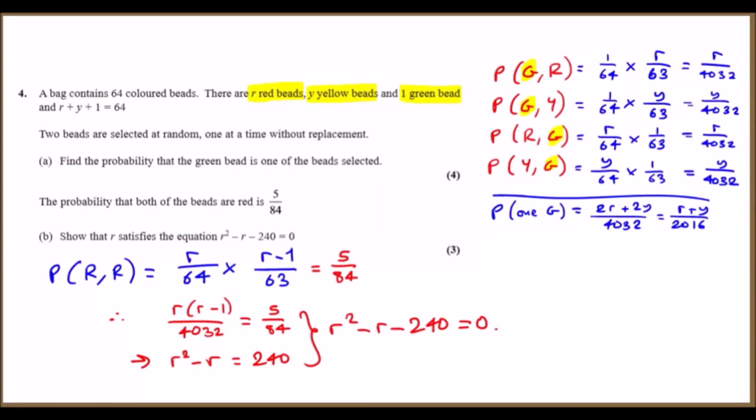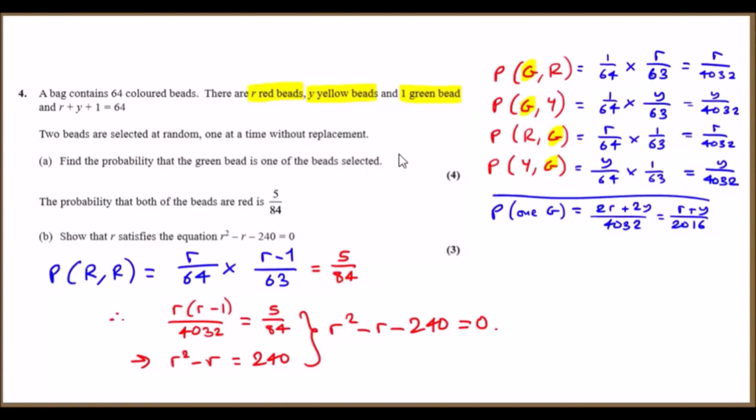Okay, number 4. So a bag contains 64 colored beads. And in that bag, there are R red beads, Y yellow beads, and 1 green bead. Okay, so in total, if we add all these up, we should get 64, which they've done. Now, 2 beads are selected at random, 1 at a time without replacement. So the keyword is without replacement, which means that if the first pick was out of 64, then if you chose another bead from the bag, you don't replace it, so you'll be left with 63, which you'll see in a minute. So find the probability that the green bead is one of the beads selected.